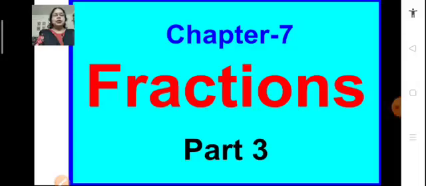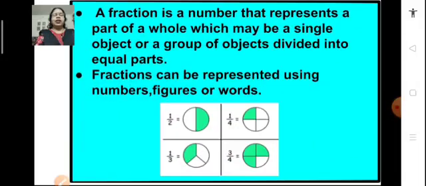Let's continue with chapter 7, fractions. Let's have a quick recap of what we have learnt in fractions. Children, what is a fraction? A fraction is a number that represents a part of a whole. The whole may be a single object or a group of objects which is divided into equal parts.